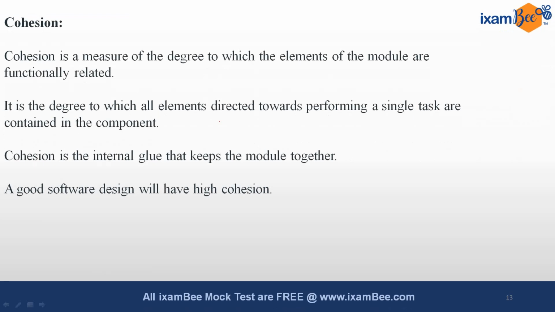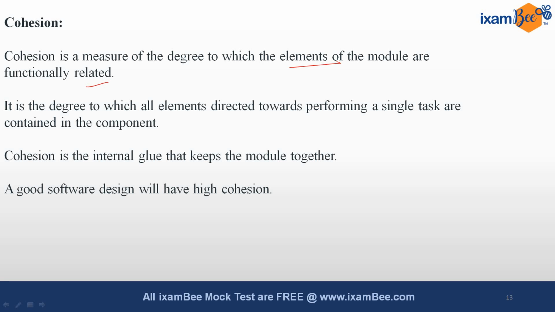After the concept of coupling, we will land on the concept of cohesion. Cohesion is also a measure of the degree to which the elements of the modules are functionally related. See, coupling was checking the degree of interdependence between the modules. But here, we are checking the degree to which the elements of the modules are functionally related. What are the elements of the modules that are functionally related to each other?